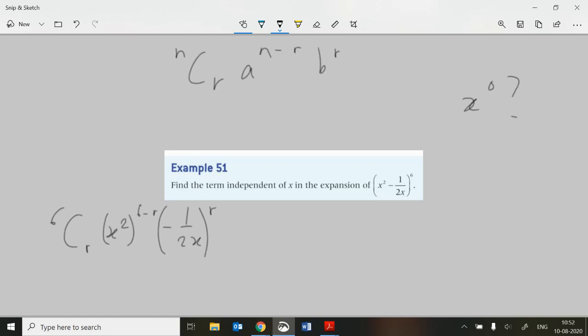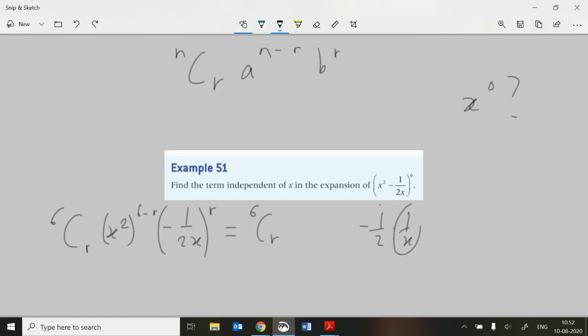Okay, and we're going to need to play around with this a little bit to get the x on the top there. So we could maybe split this one up. Let's just take all of this kind of stuff out to the front. So I'm going to split this up into 2 things. I'll split it up into minus a half and also 1 over x there. And I'm going to bring the minus a half to the power of r to the front.